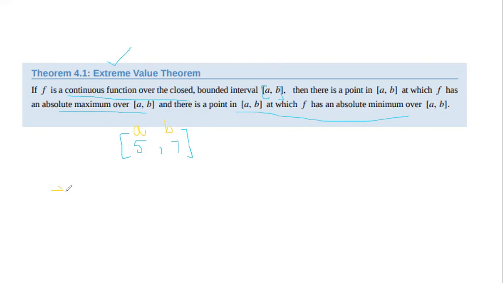So if this interval has, let's say, a equals 5, my function value there is the absolute maximum. And for this range, there must be a value which is the absolute minimum. Let's say it is b equals 7.